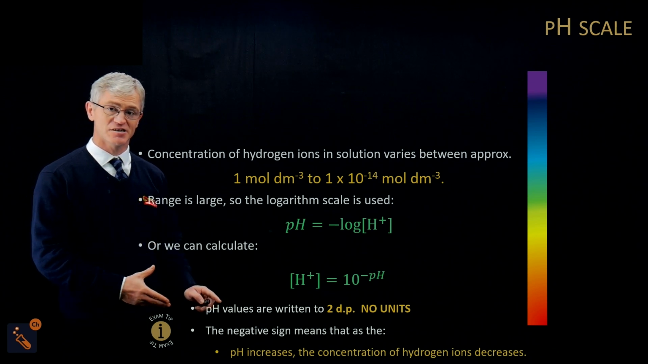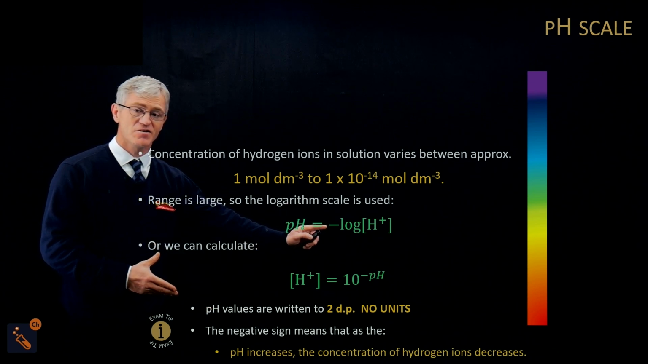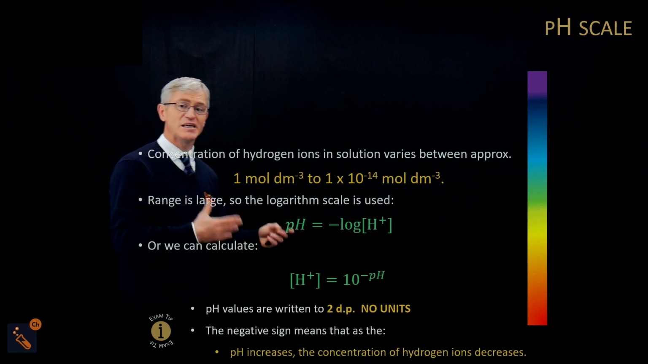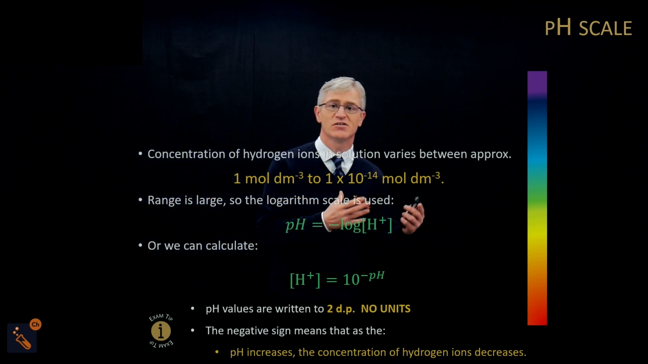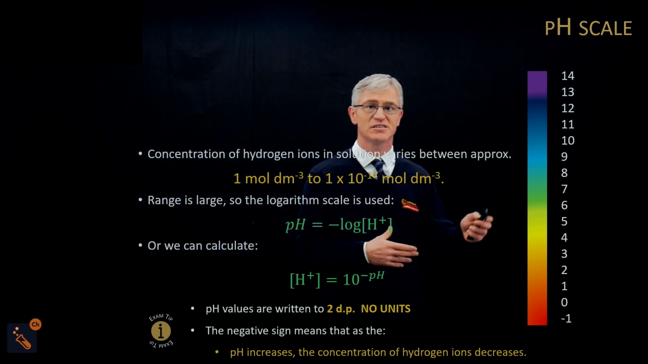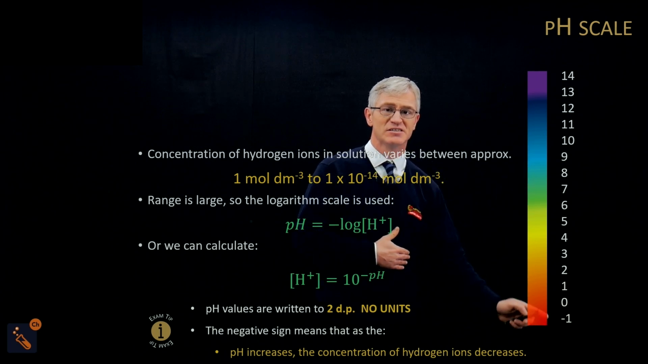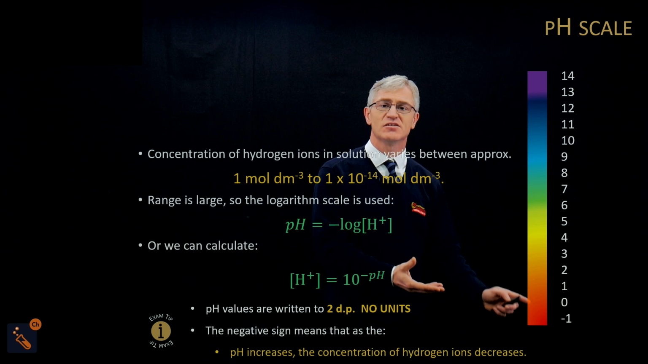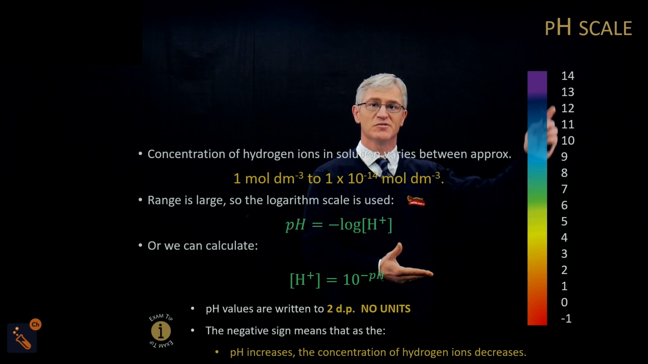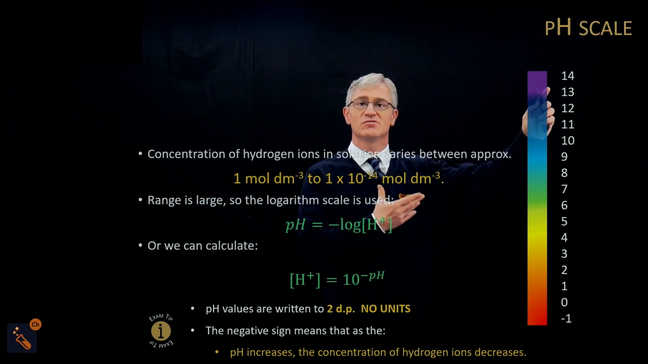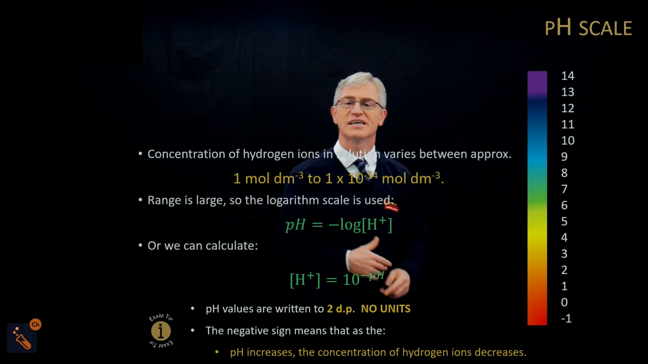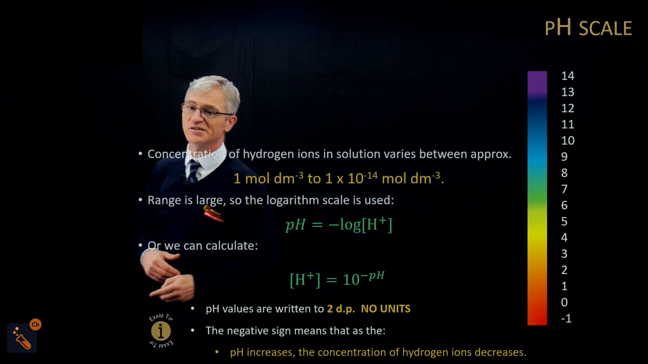The negative sign here means that as your pH increases, the concentration of hydrogen ions decreases. So let's have a look at the pH scale. That means down here, this number is going down. As the number goes down, the hydrogen ion concentration goes up, and as the number goes up, the hydrogen ion concentration goes down. We're just using hydrogen ions to calculate our pH.